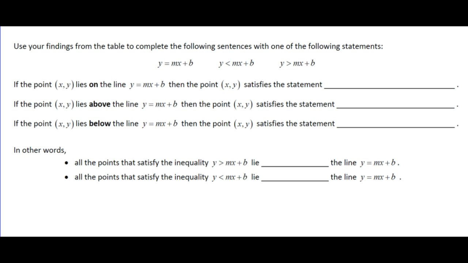Use your findings from the table to complete the following sentences with one of the following statements. We've got y is equal to mx plus b, y is less than mx plus b, y is greater than mx plus b. If the point xy lies on the line y equals mx plus b, then the point satisfies the statement y is equal to.